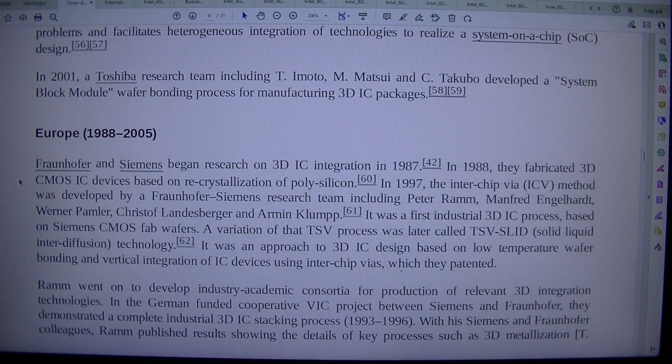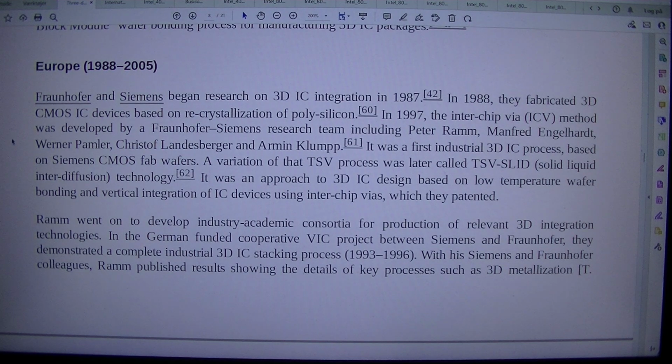Europe, 1988 to 2005. Fraunhofer and Siemens began research on 3D IC integration in 1987. In 1988, they fabricated 3 CMOS IC devices based on recrystallization of polysilicon.